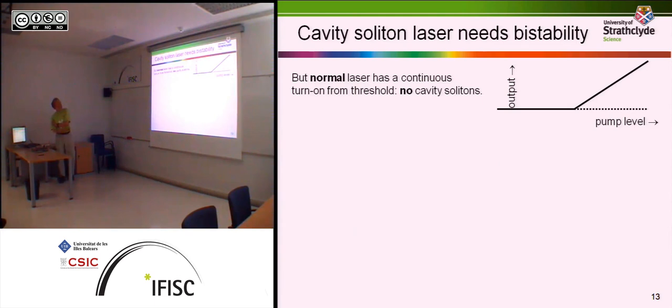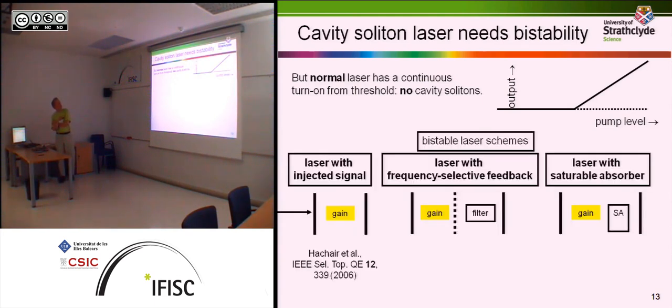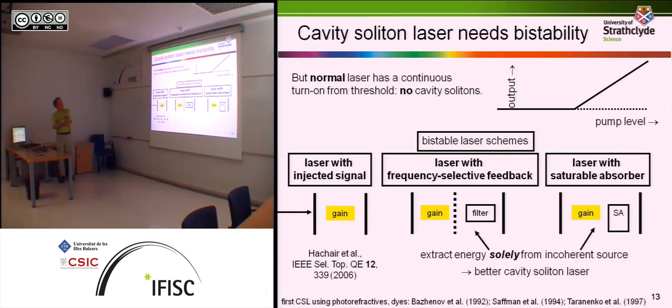Okay, then there's a small technical problem. The laser is not bistable at threshold, but has a spontaneous switch on. Therefore, to get it bistable, you need to add a little bit. One possibility is heterogeneous absorption. One possibility is a frequency-selective filter. And one is a little bit of injection. But that is not good, because you mix in a little bit of coherent beam again. So these are the real cavity soliton lasers, where the phase is completely free.